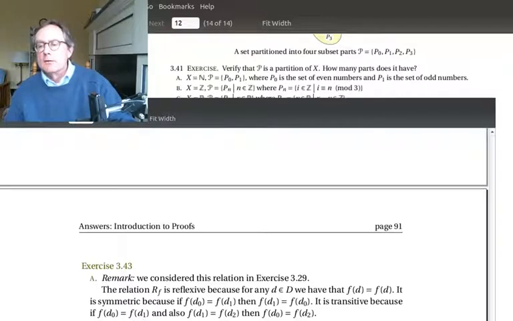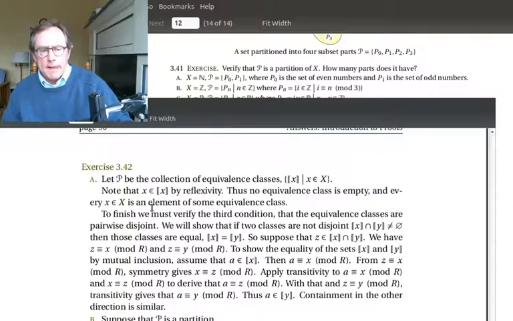Okay. So 3.43a says where R is an equivalence relation, the collection of equivalence classes forms a partition of X, and this is the partition induced by the relation. So for the relation, I've got to show it's reflexive, I've got to show it's symmetric, and I've got to show it's transitive. Okay. So it's reflexive simply because, that's simply not the right place. There we go. That's better.